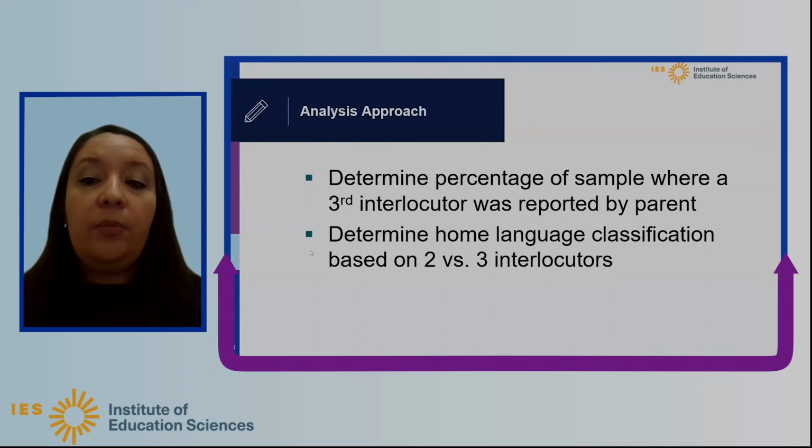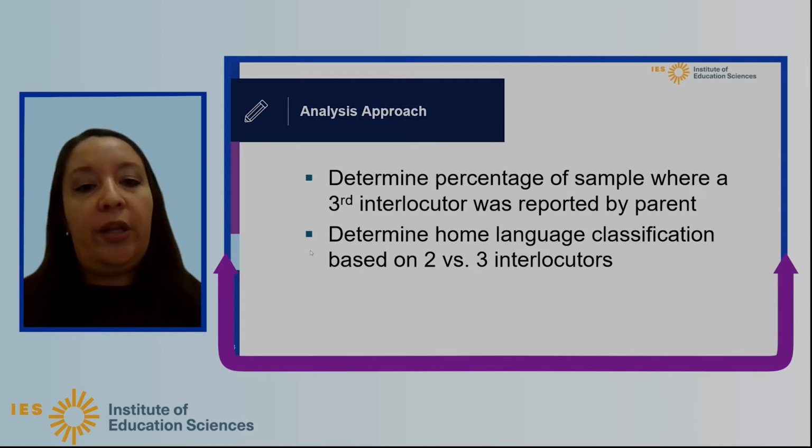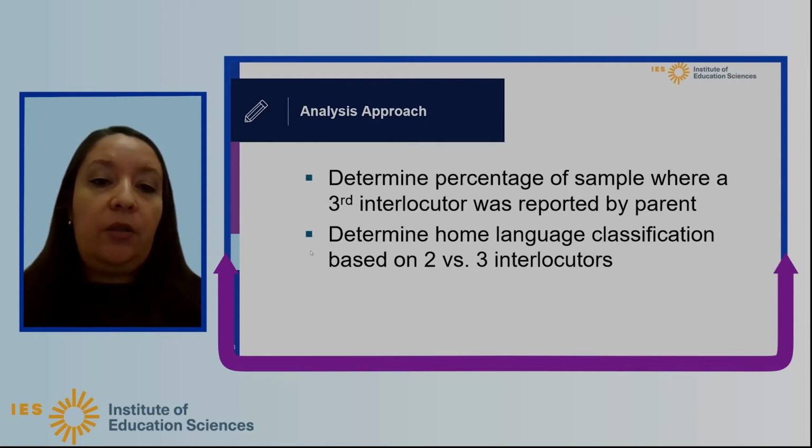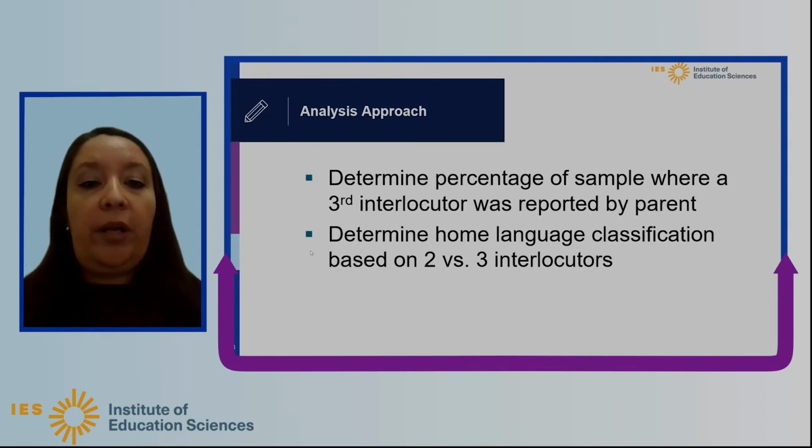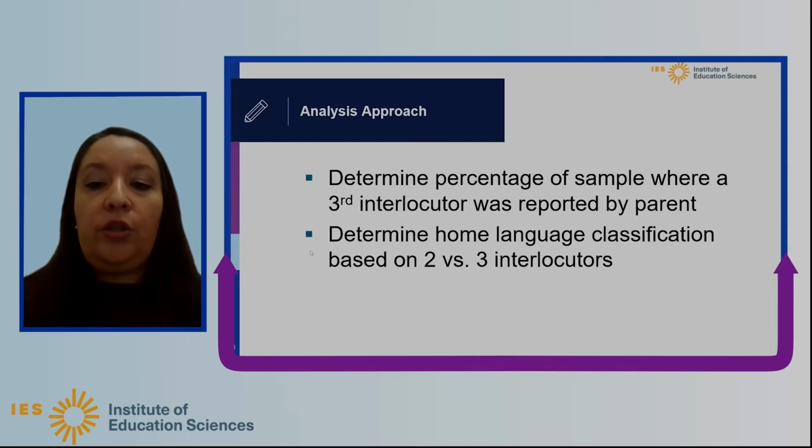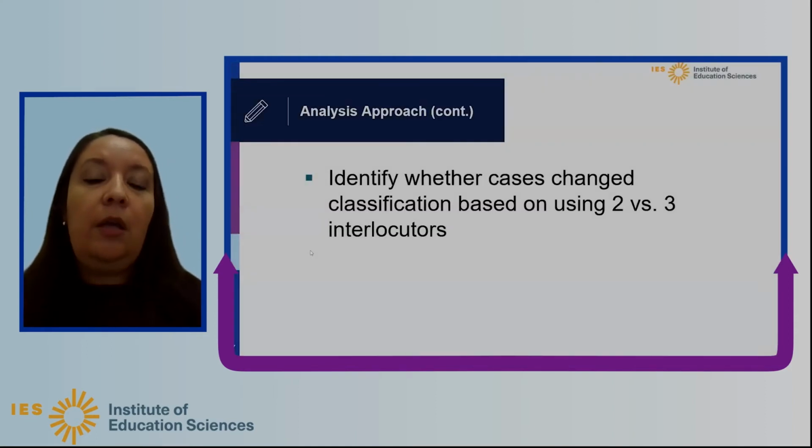For our analysis approach, we determined what percentage of our sample had a 3rd interlocutor present based on parent report. And then for all cases, we used our scoring program to determine the home language classification. So we ran the program with data based on 2 interlocutors, and then ran it again, including the information from the 3rd interlocutor. And then finally, we identified cases where the classification changed based on using 2 or 3 interlocutors.